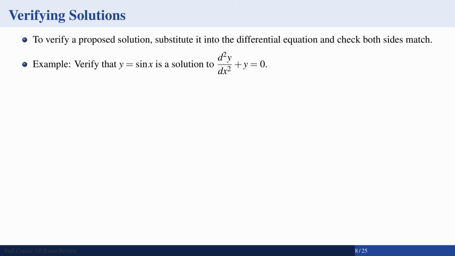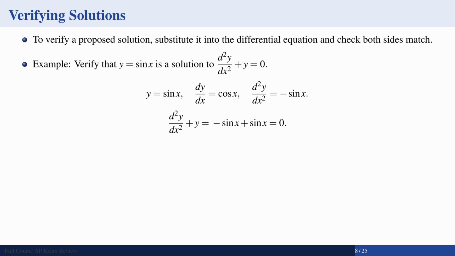But on the AP exam, it would be like, which of the following is a solution? So I need to know what y is, it's sine of x. I need to know the second derivative, which means I need to get the first derivative. So dy dx is cosine. The second derivative is negative sine. And then you literally just plug in. The second derivative is negative sine, so you replace it. The value of y is sine, so you replace it. Negative sine plus sine is 0. Verified, that is a solution.